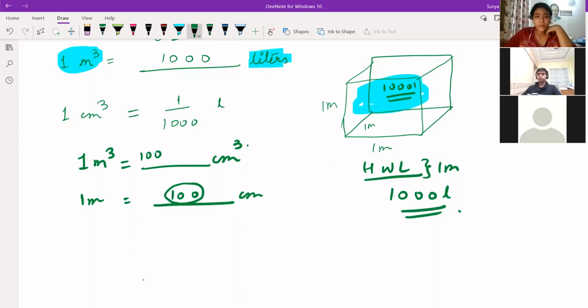3 means 3 times you should write: 0, 0, 0, 0, 0, 0. It's 100 cube only. Okay, sir, understood. Yeah, 100 cube centimeter cube, right? Sir, I said before only. You said before only. I thought you were saying 100 centimeter cube.